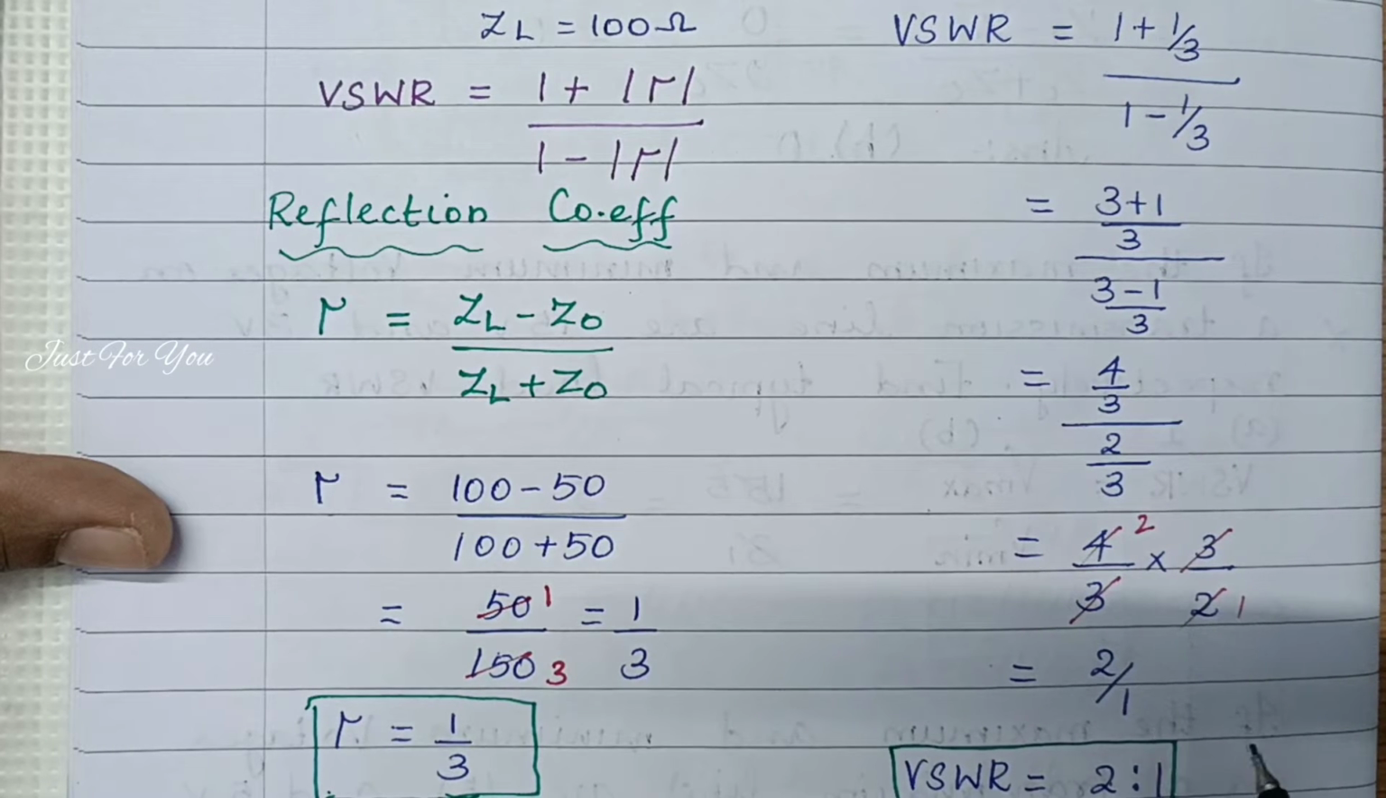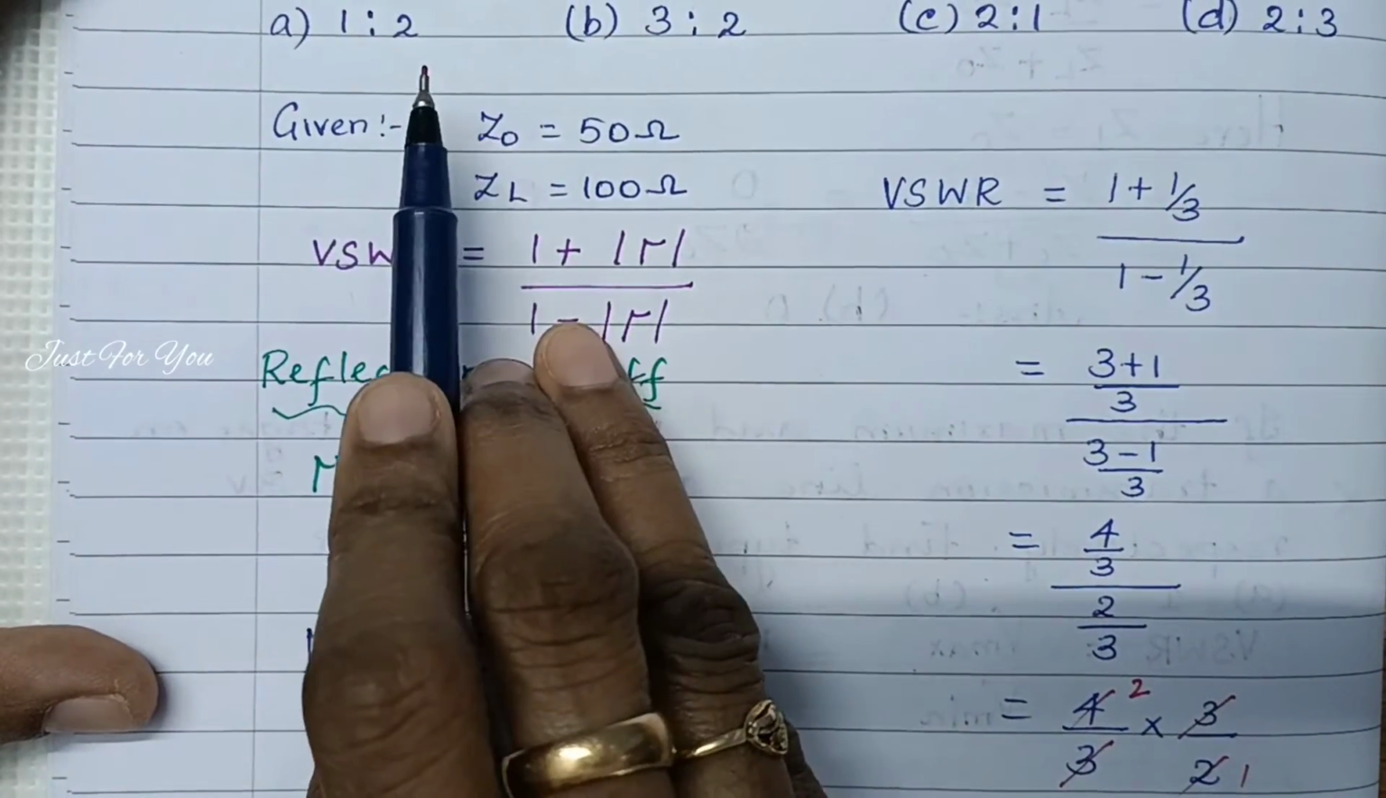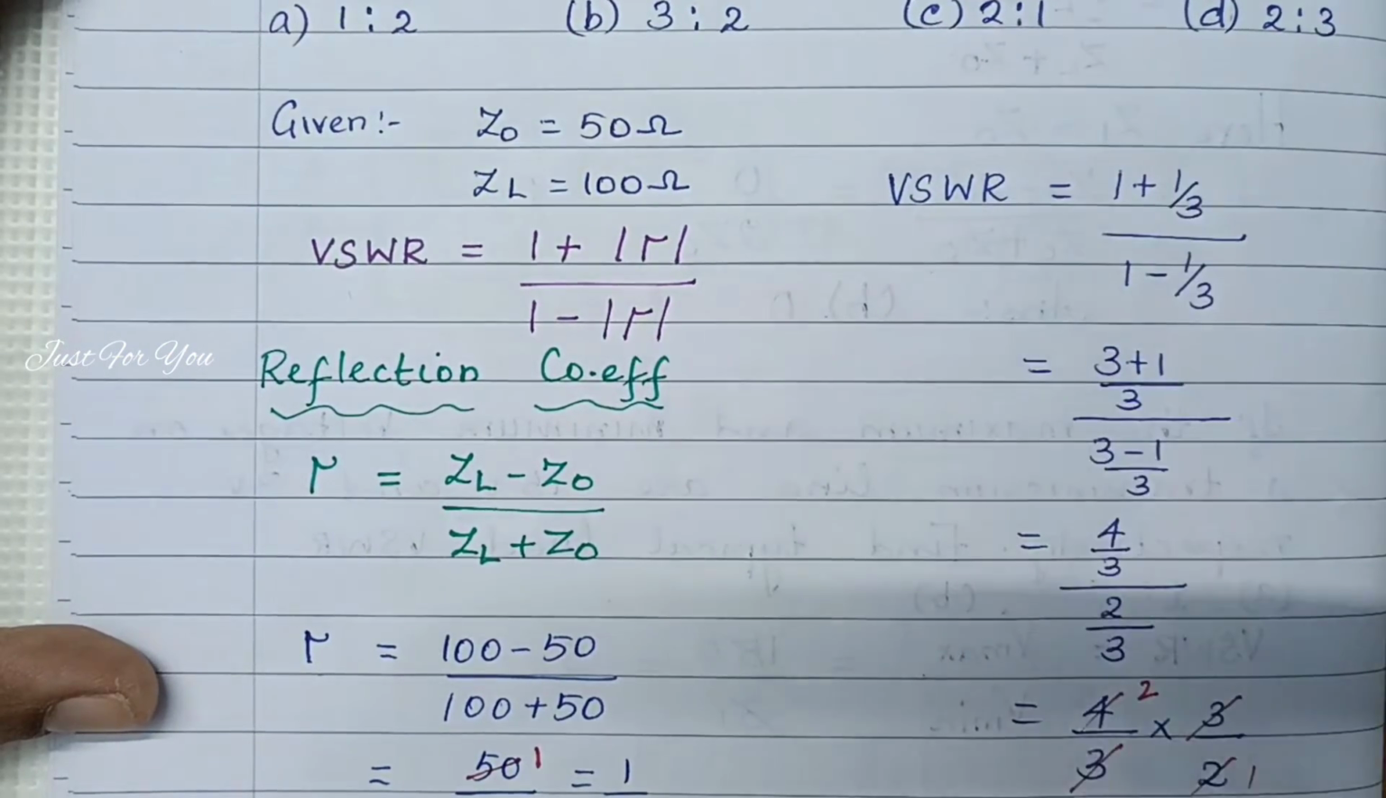From the given options, what are the options given? It is given in the form of ratio. Our answer is 2 by 1. So here option C is the correct answer.